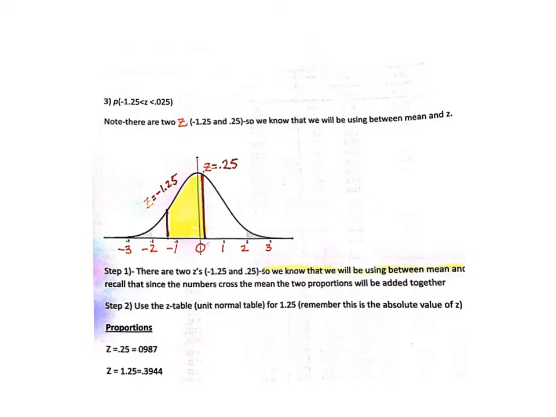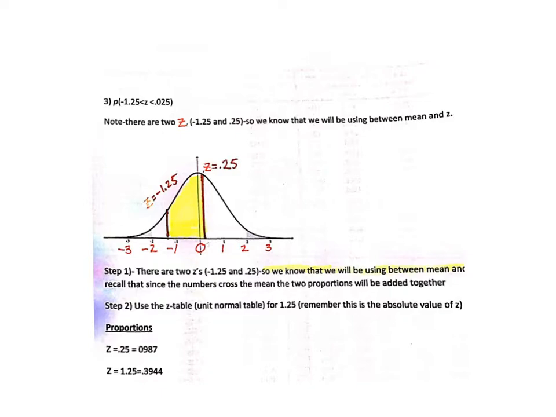This is Ruby. Today we're going to talk about probability again, and this time we're going to talk about z-values, and what would happen if we wanted to know the proportion between two z-values. One of our z-values is negative 1.25, and the other one is positive 0.25.